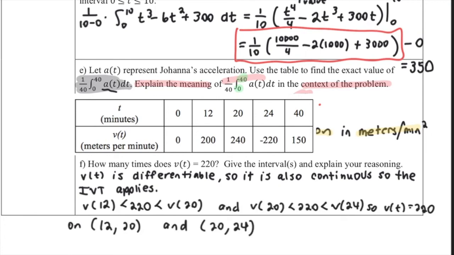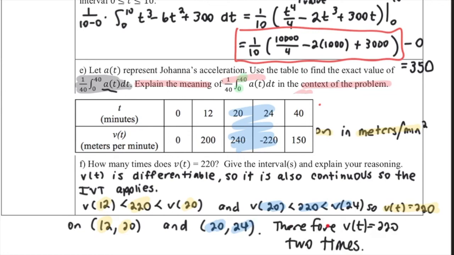I use an inequality to represent that 220 is in between v of 12 and v of 20. Therefore, I know v of t equals 220 on that interval. And also 220 is between v of 20 and v of 24. In this region of my table. Therefore, I know I'm going to hit that 220 on that time interval from 20 to 24. And also make sure you answer the question. I want to know how many times, so I'm going to say 2 times. And that completes this problem.